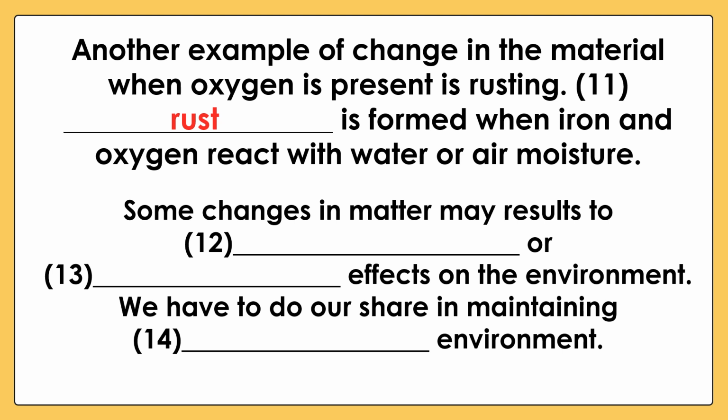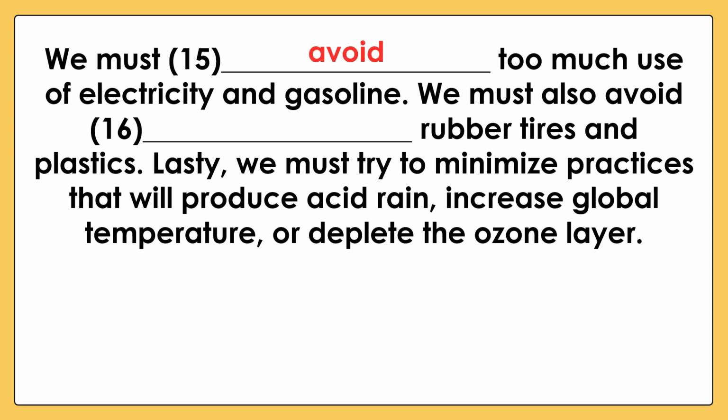Some changes in matter may result to good or bad effects on the environment. We have to do our share in maintaining healthy environment. We must avoid too much use of electricity and gasoline. We must also avoid burning rubber tires and plastics. Lastly, we must try to minimize practices that will produce acid rain, increase global temperature, or deplete the ozone layer. Good job, kids!